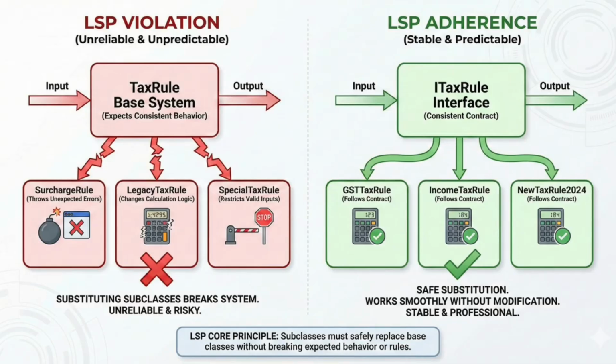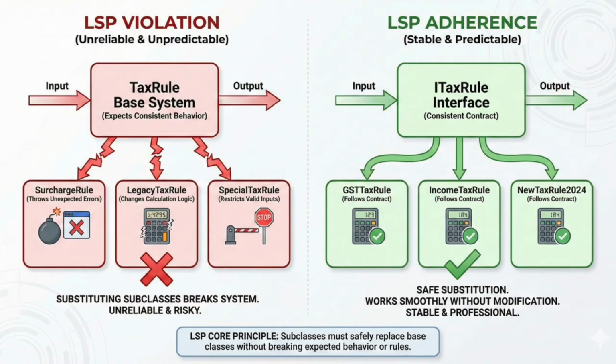According to the Liskov substitution principle, anywhere the system expects a base tax rule, we should be able to safely substitute it with any tax subclass like GST tax rule, income tax rule, or new tax rule 2024, and the system should still work correctly without failures or unexpected behavior.